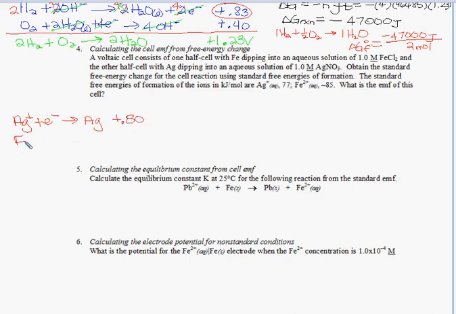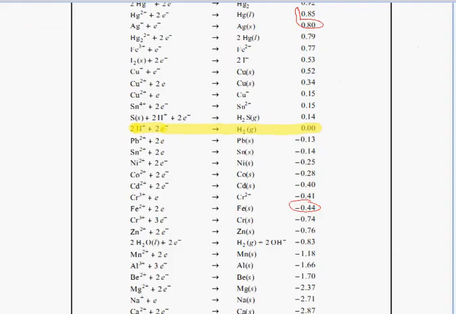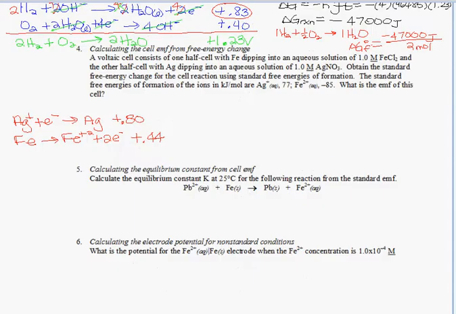Which makes iron turning into iron ions negative as reduction, so positive as oxidation, 0.44. Let me just double check that number. Yes, perfect. So reversing that reaction, we now have a positive 0.44.